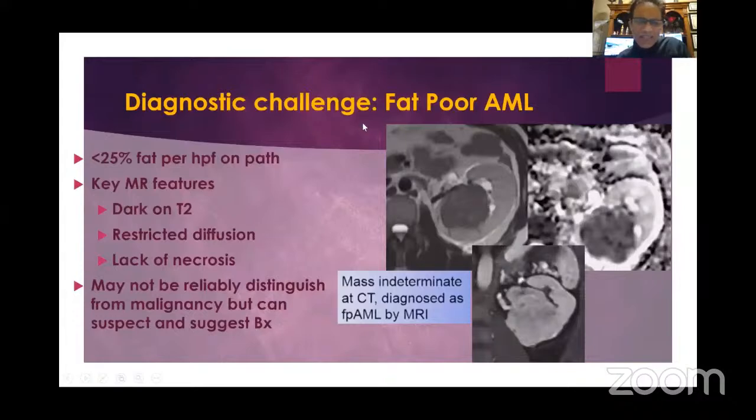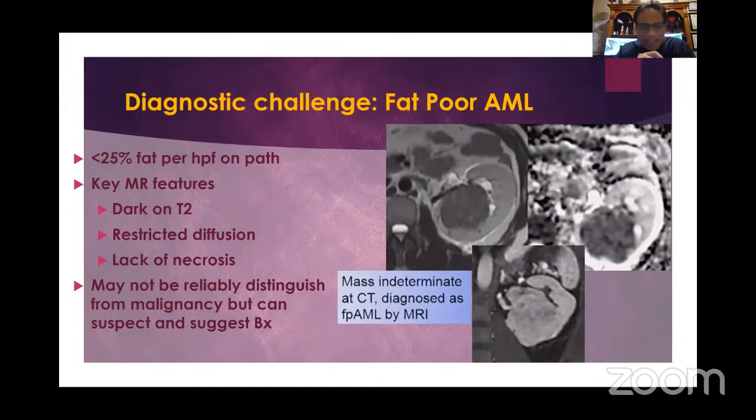We often have a diagnostic challenge with fat-poor angiomyolipomas. Fortunately, the percentage of these tumors is less. Whenever there is less than 25% of fat per high power field on path, they call it fat-poor angiomyolipoma.